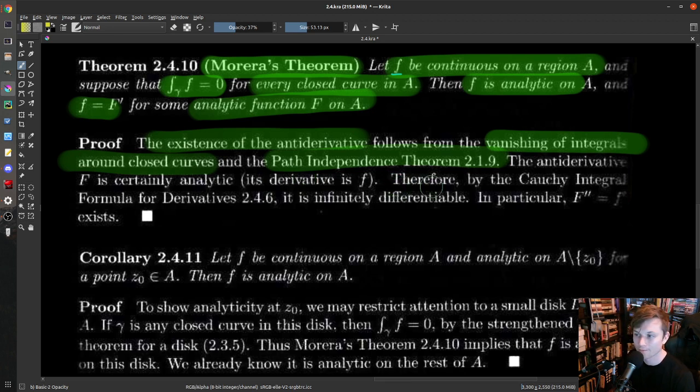By the Cauchy integral formula for derivatives, it's infinitely differentiable. That's kind of smooth, right? In particular, F double prime is equal to f prime, and that exists. Kind of nice, right? The antiderivative is definitely differentiable, but hey, this is an analytic function. Cauchy integral formula gives us infinitely differentiable. So certainly if it's infinitely differentiable, then its derivatives are also infinitely differentiable. Bada boom, that is a smooth little kind of proof. It feels so simple that you go like, is that right? That must be wrong. But no, it works.